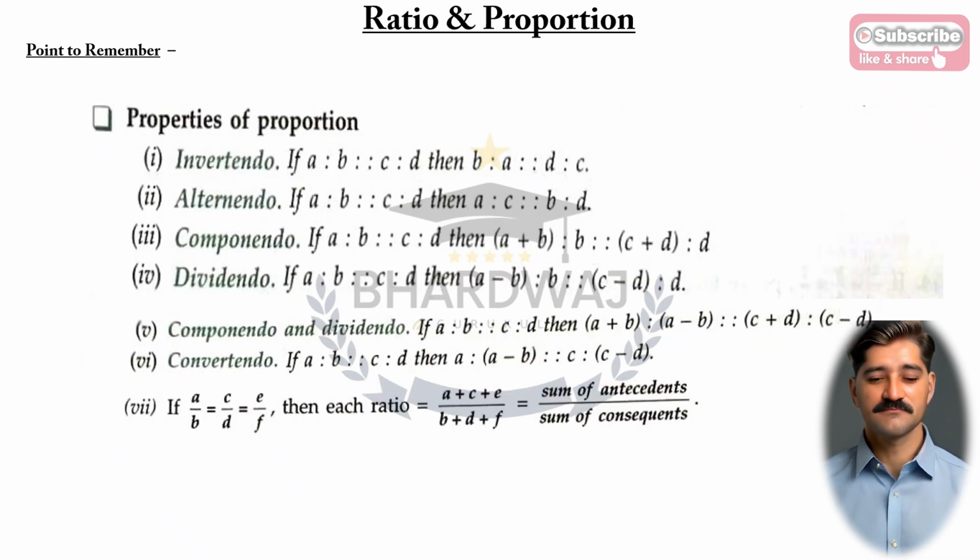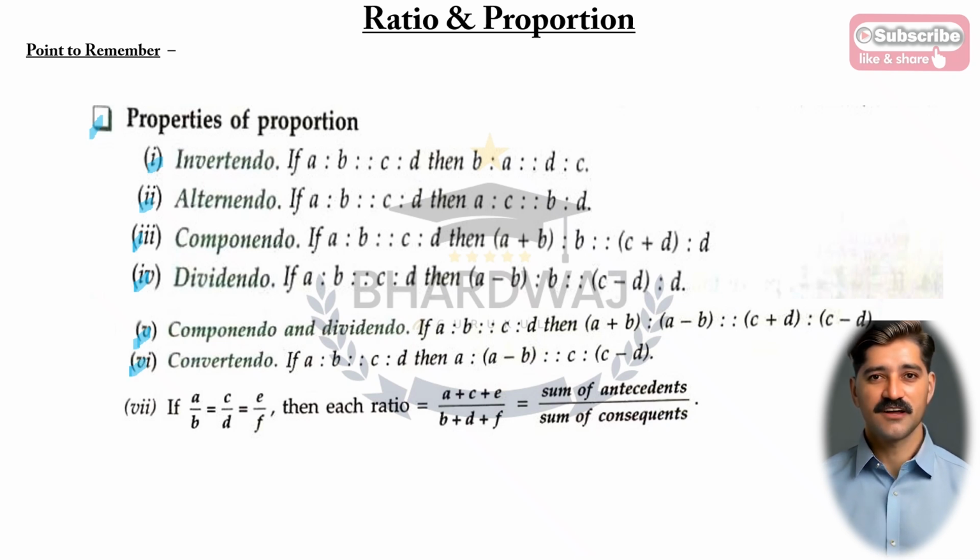Properties of proportion. 1. Invertendo: if A is to B proportional to C is to D, then B is to A proportional to D is to C. 2. Alternando: if A is to B proportional to C is to D, then A is to C proportional to B is to D. 3. Componendo: if A is to B proportional to C is to D, then A plus B is to B proportional to C plus D is to D. 4. Dividendo: if A is to B proportional to C is to D, then A minus B is to B proportional to C minus D is to D.